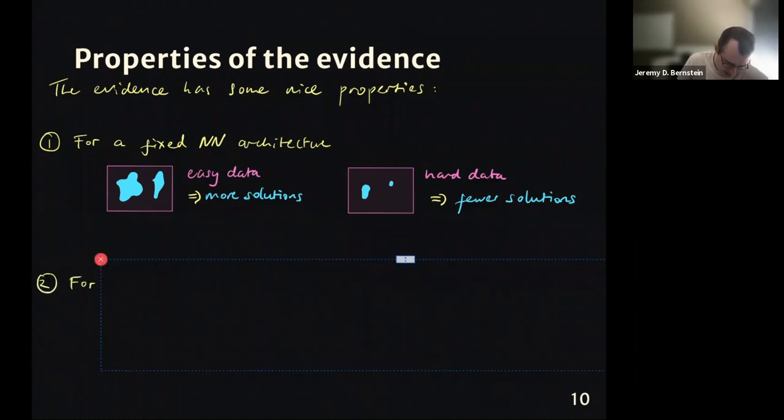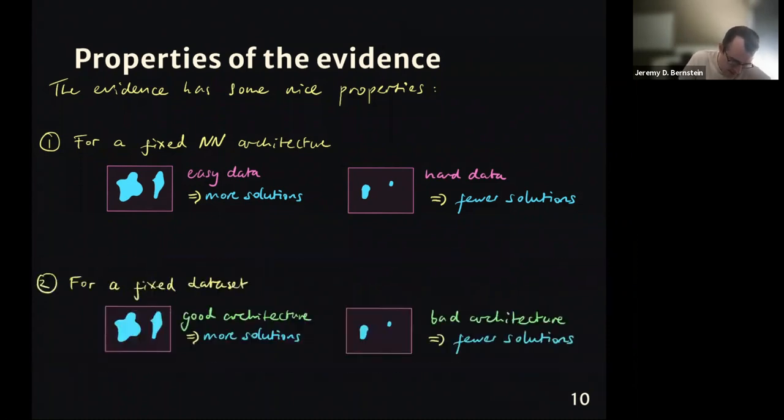There's another point. Imagine now we fix a data set, and we have two different architectures, and one architecture for this data set has way more solutions, meaning a larger volume of weight space actually fits that data. Whereas for this other architecture, only a much smaller volume fits that data set.